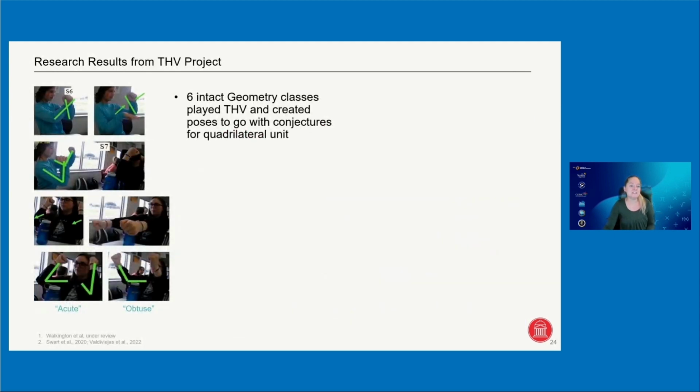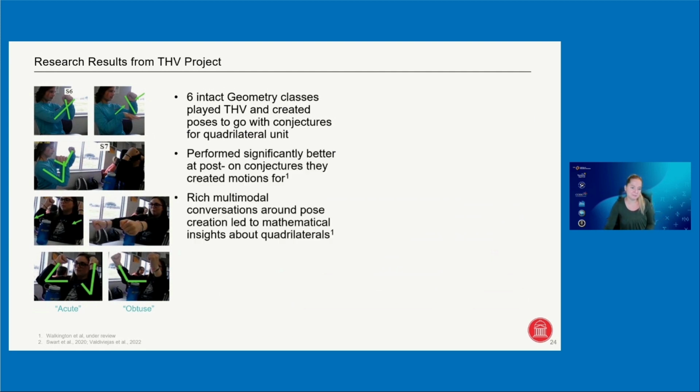So we did a study of 6 intact geometry classes who played The Hidden Village and created poses to go with conjectures in a unit on quadrilaterals they were studying. And we found that students performed significantly better at post on conjectures that they had created motions for versus conjectures that another group had created motions for. We found that students engaged in rich multimodal conversations when they were creating the poses that led to mathematical insights about quadrilaterals, and that involved a lot of collaborative gestures.